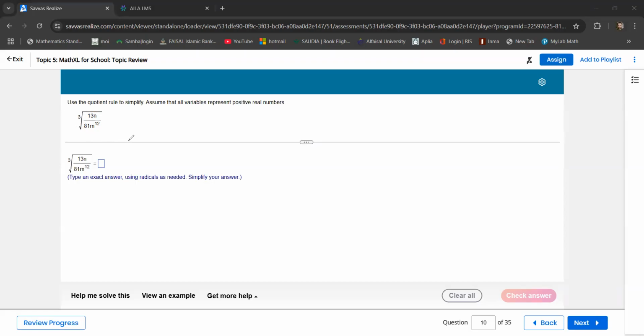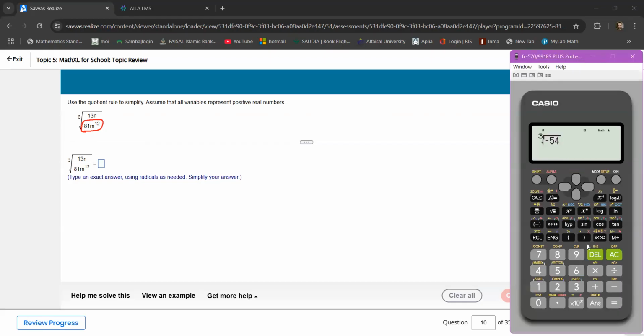But we can think of how we can make the denominator a cube. A cube means something we can take the cubic root of. Can we take the cubic root of m to the power of 12? Sure, because 12 is divisible by 3. Can we take the cubic root of 81? Let's see. Cubic root of 81.